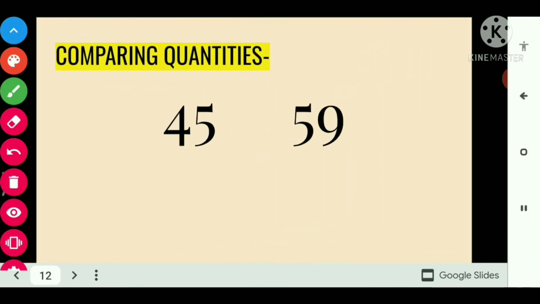Now see 45 and 59. By using these rules, can you tell me which number is the bigger one? Yeah, correct. The bigger number will be 59. And remember, the crocodile always opens its mouth towards the bigger number.